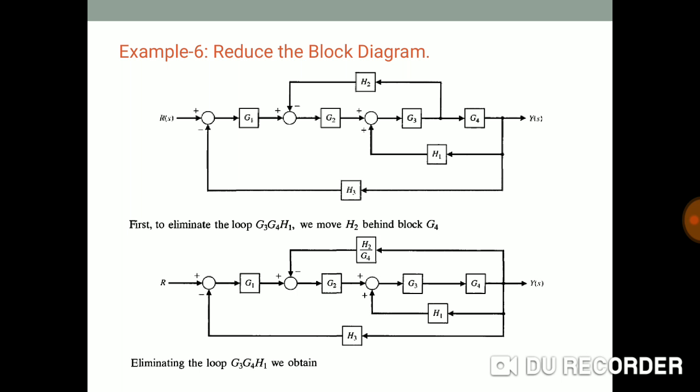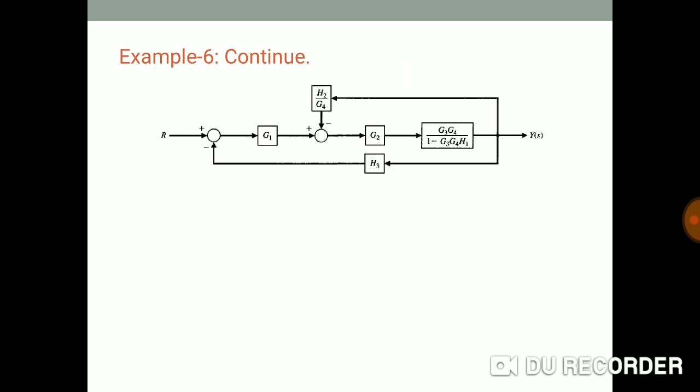Then we will eliminate the G3 G4 and H1. How are we going to eliminate? Here it is, G3 and G4 are in series, so therefore G3 into G4, and feedback is there, same formula, G of s divided by 1 plus G of s into H of s. Here it is, we have eliminated and we have taken the product of G1 and G4.